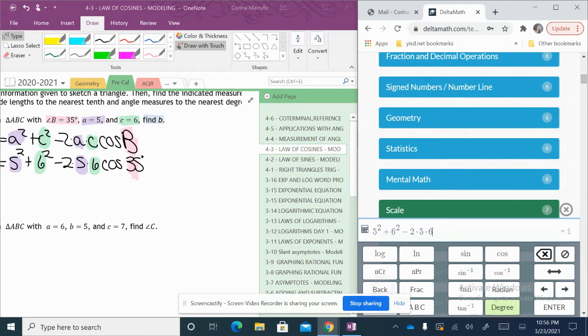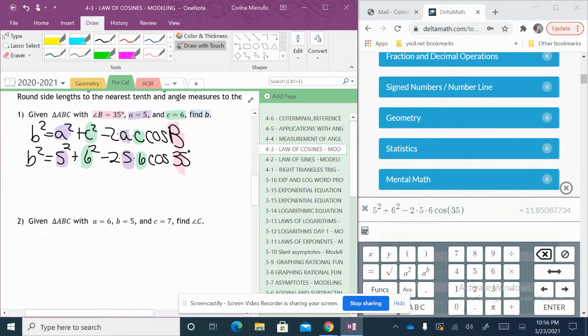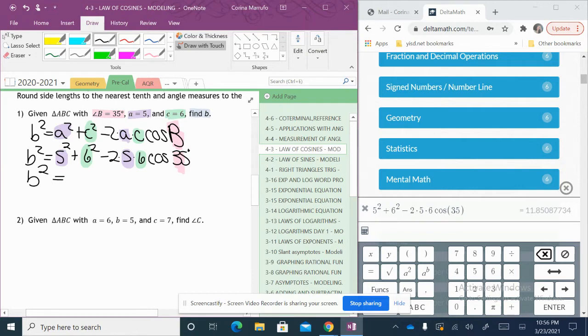And then here, I'm going to go ahead and press functions, and on functions, we're using our cosine function. We need to make sure, if you notice here, the degrees is highlighted in green, that our calculator is in degree mode. So that's good. Back, and then 35. We hit enter, and this gives me 11.8. We're not done just yet, because this tells us b squared equals 11.8.